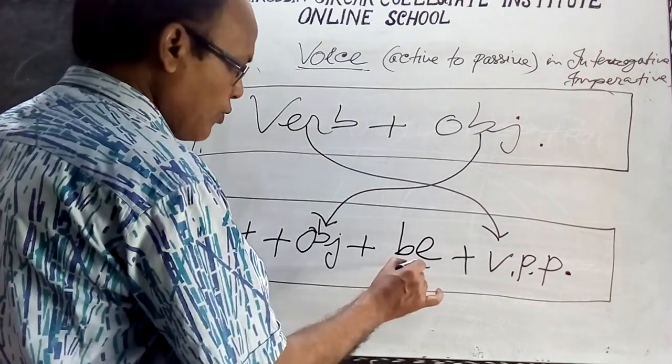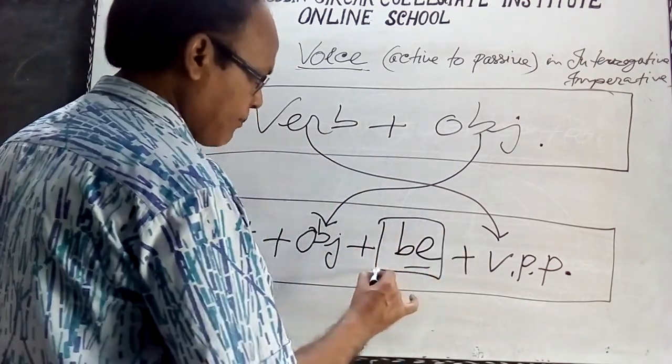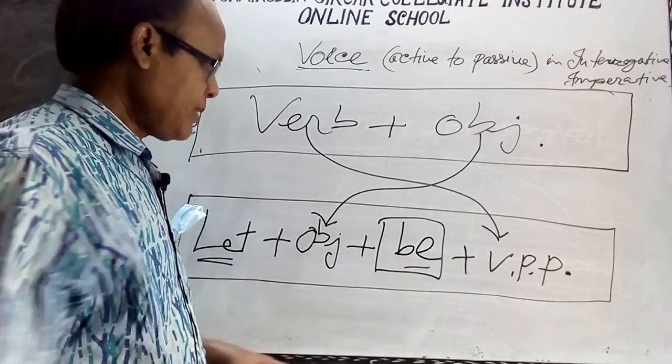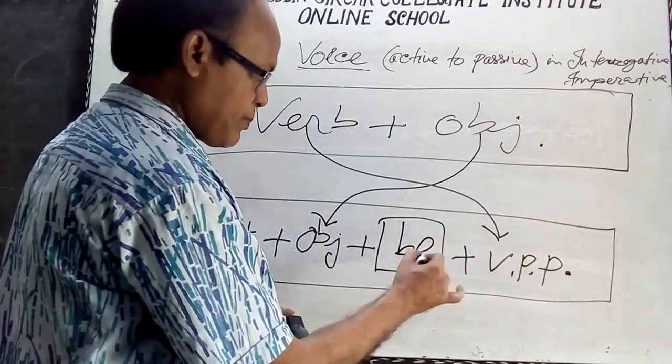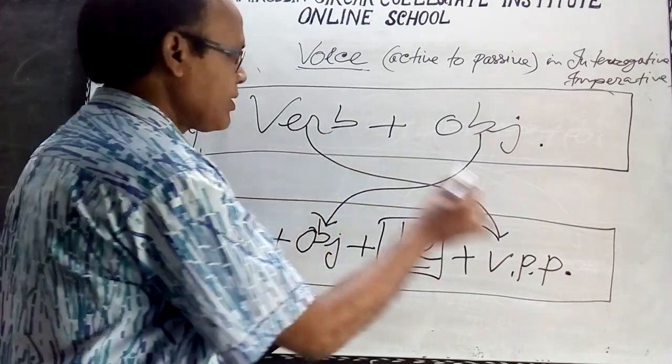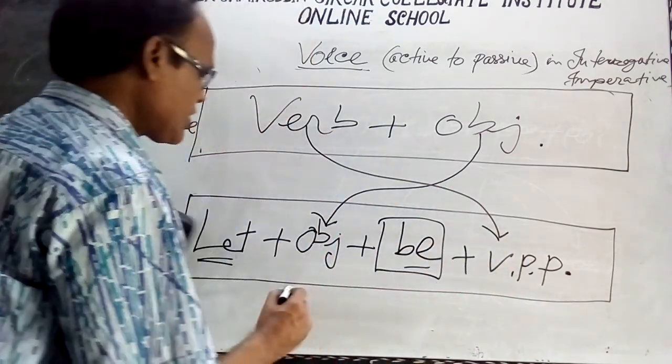Then we must put be. We must put be after the object, before the verb in the past participle form. We must use be, then the verb will be in the past participle form. Let's see an example.